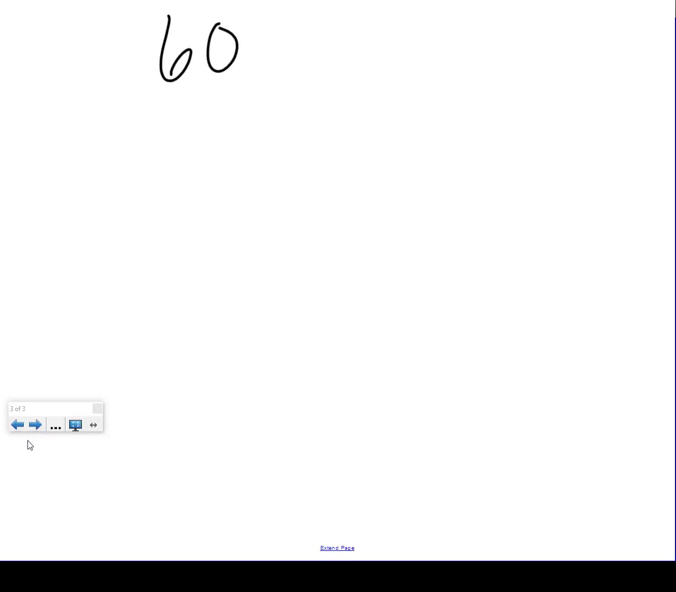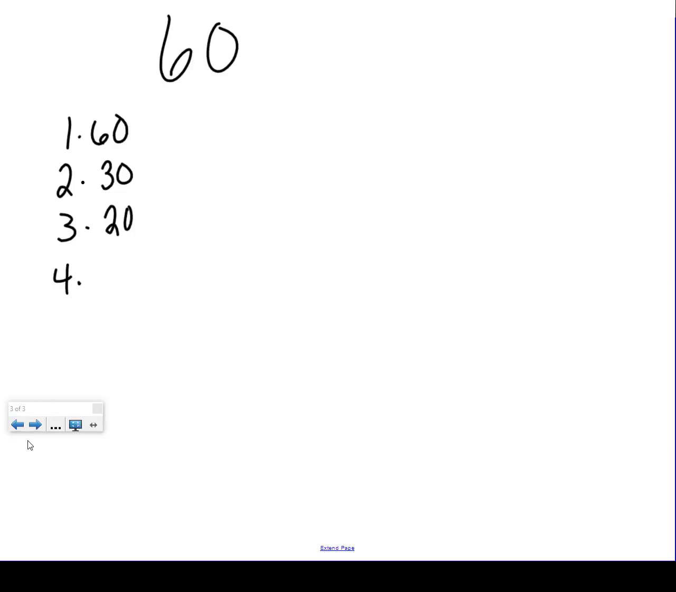Factors of 60. So we're going to go again starting with 1. So 1 times 60 is how I got 60. And 2 times what? Well, 2 times 30 gave me 60. 3 times what? Is there a number that falls here? Right? 3 times 20 gave me 60.